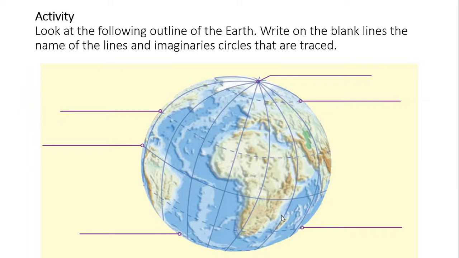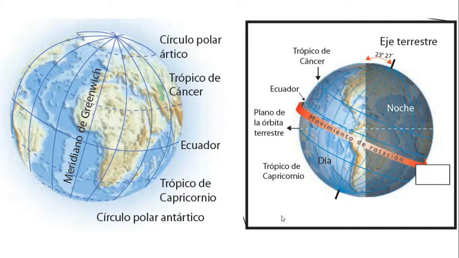Okay, the first activity from lesson 1 is to identify the imaginary circles and imaginary lines on a terrestrial globe. Here are some images that will help you identify those imaginary lines and imaginary circles.